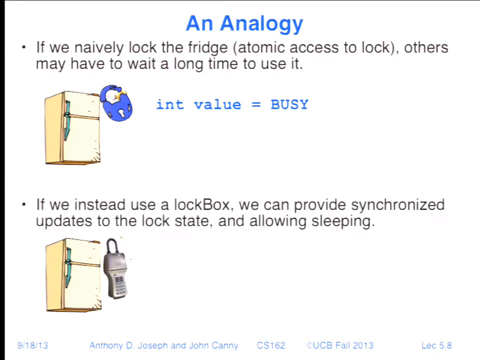So the analogy for this second order lock is it's like a lockbox. You have synchronized updates to the lock state. In other words, you can quickly open the lockbox, take the key out, and close it, or open the lockbox, see the key's not there, and close it. That's the second order part of the lock. But the first order lock, say the key itself, somebody might take that for a long time and own it. All right, so still questions?